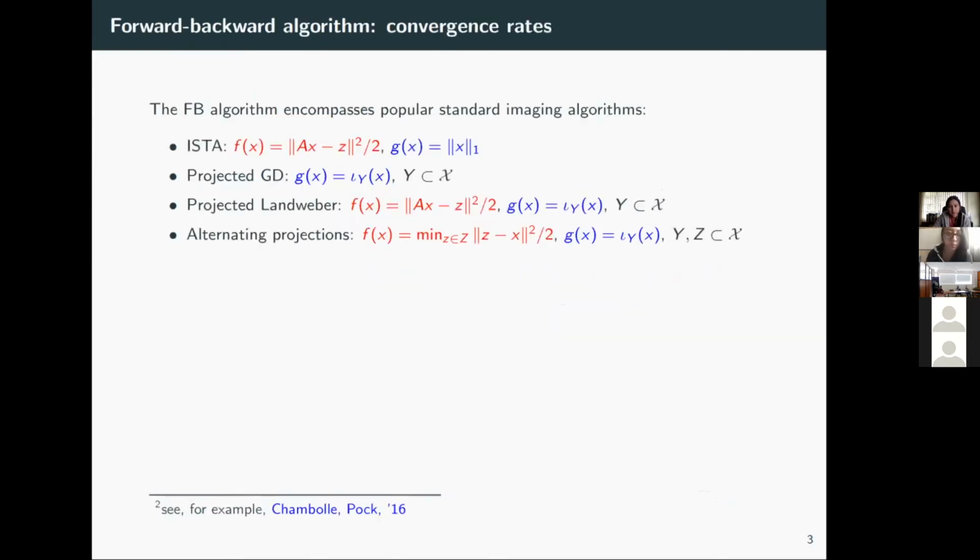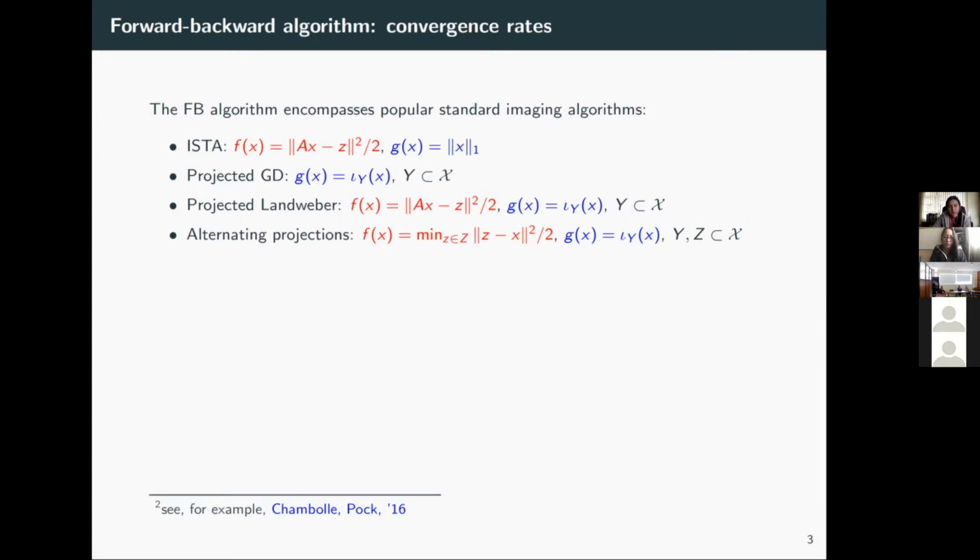Okay, so let me just mention a few algorithms that are associated to the models that I described before and which deal with this type of iterations. A very popular one is the so-called ISTA algorithm, where you have quadratic data fit and L1 type regularization. Projected gradient descent, whenever you have your favorite smooth F and you want to project your solutions on a closed and convex subspace Y included in your solution space X, so that G becomes simply the indicator function of the set. Projected Landweber, when you also specify the form of F, the quadratic fidelity, and alternating projections when you also have a further subspace Z, which is included in X.